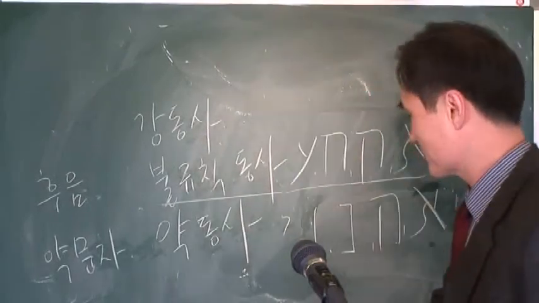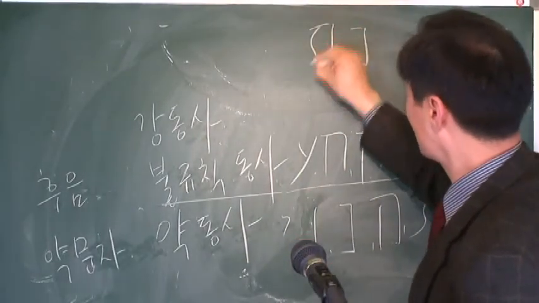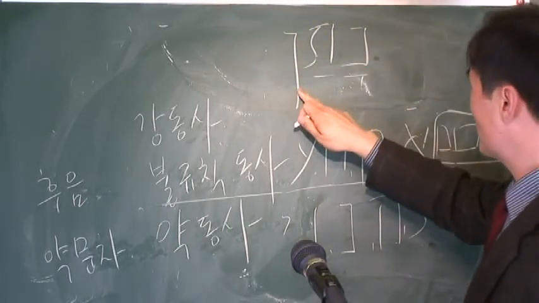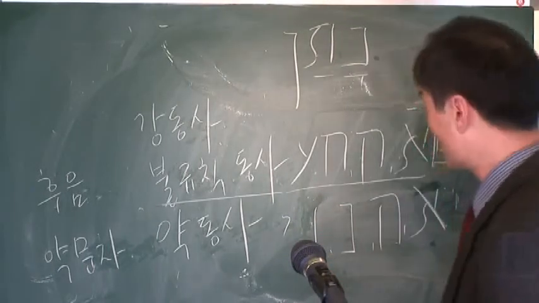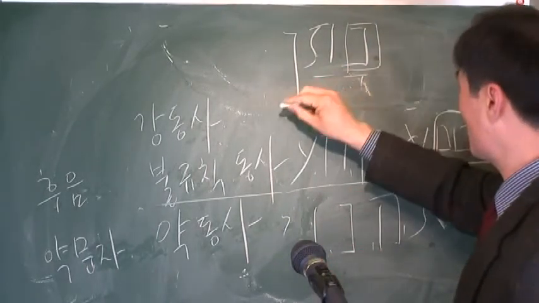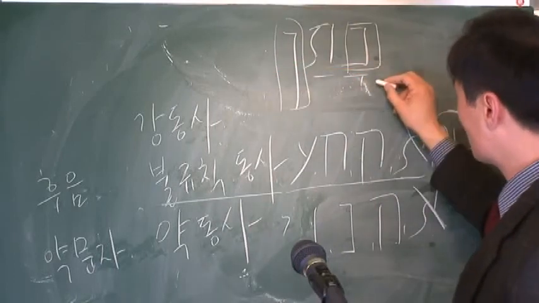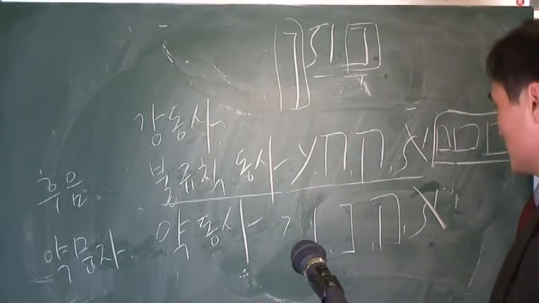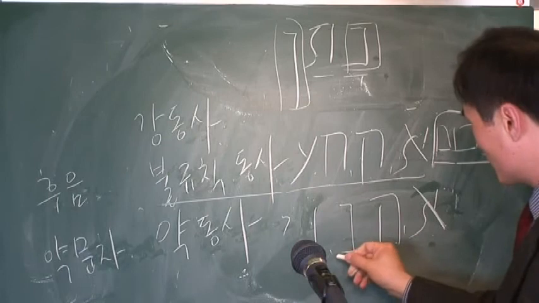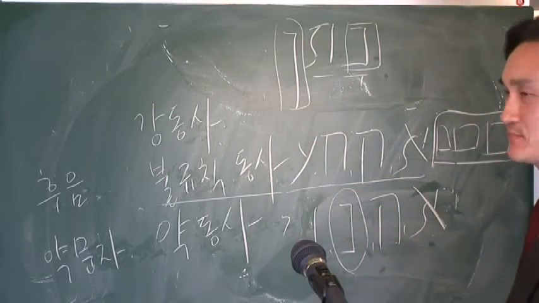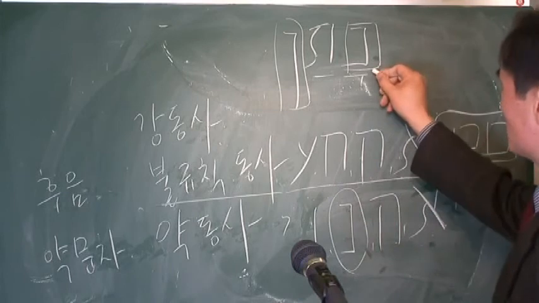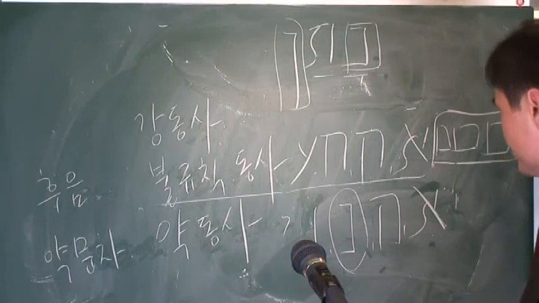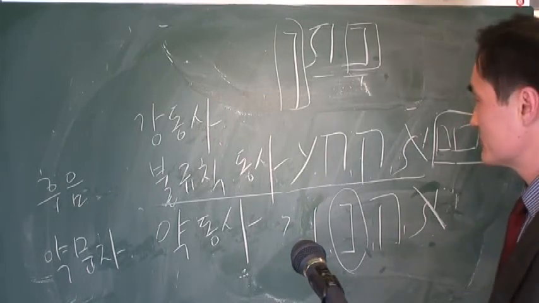Let's look at an example. The verb natan. Noon, tav, noon. Let's look at the first part. The consonant noon is at the beginning and the end. Noon is one of the weak letters. Hence, the word natan is classified as a weak verb.